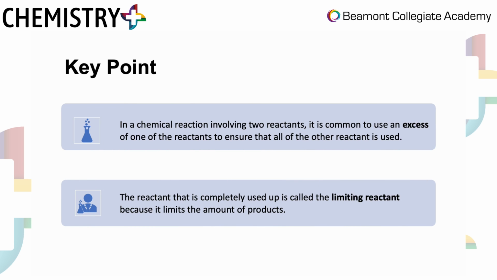In a chemical reaction involving two reactants, it is common to use an excess of one of the reactants to ensure that all the other reactant is used. The reactant that is completely used up is called the limiting reactant because it limits the amount of products.